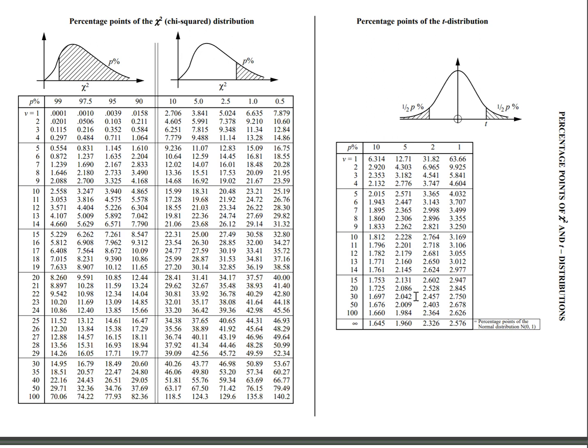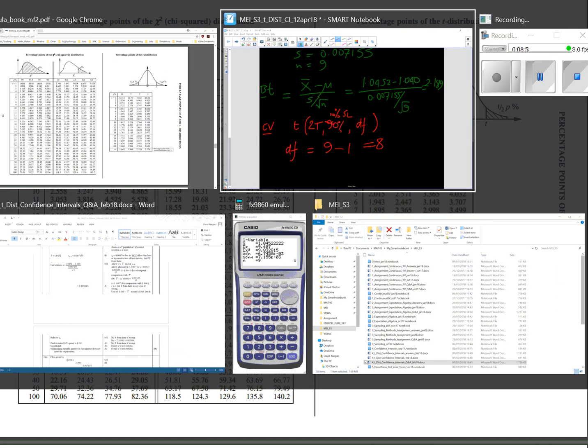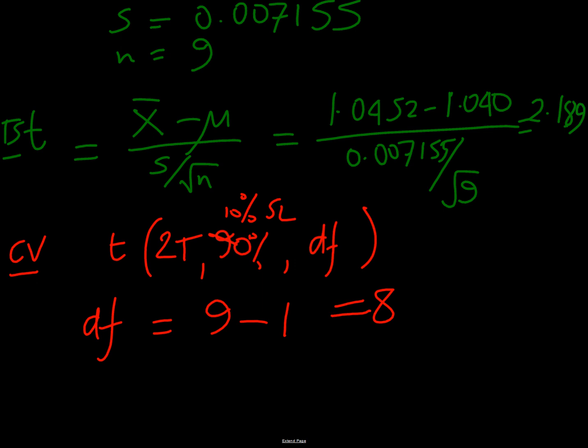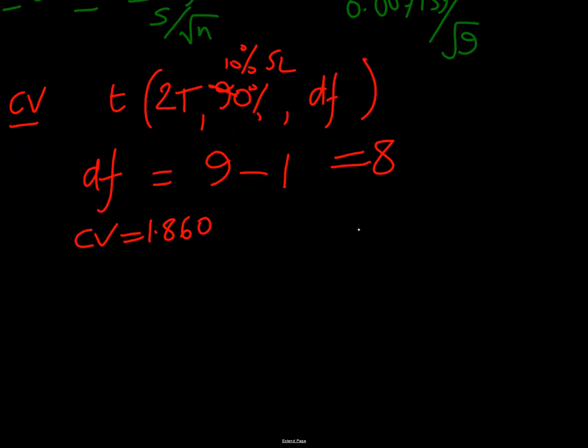So looking down the first column here, and where it meets v equals 8, we can see our critical value here is 1.860. So that's the coincidence of where v equals 8 and p equals 10%. So we've now got 1.860, so our critical value equals 1.860.